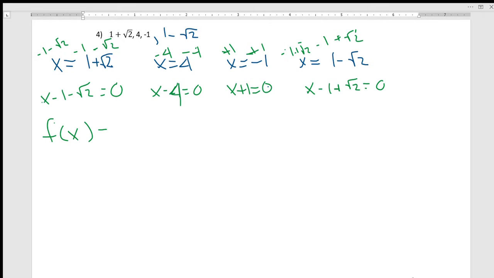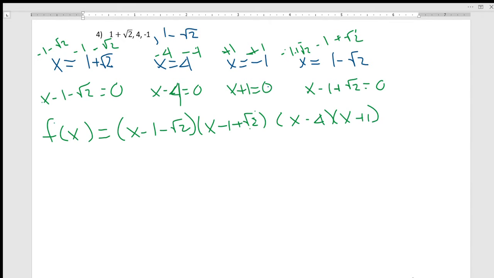Now our conjugate pairs, we're going to write those side by side because we'll multiply those first. And then we'll have our x minus 4 and our x plus 1. Just to simplify things and make things go a little bit smoother, we'll multiply the conjugate pairs, and then we'll multiply the two regular old binomials, and then take those two results and multiply them together.